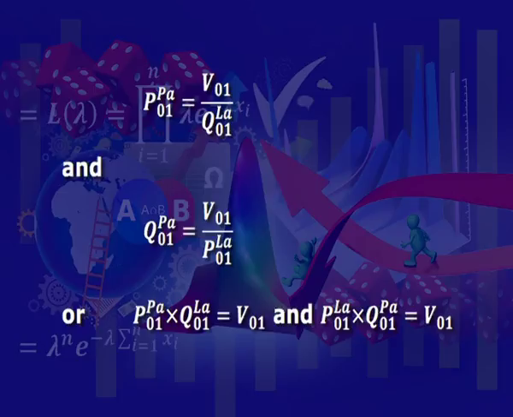Then P01 PA equal to V01 upon Q01 LA and Q01 PA equal to V01 divided by P01 LA. Or the same expressions we can write P01 PA multiplied by Q01 LA equal to V01, and P01 LA multiplied by Q01 PA equal to also V01.